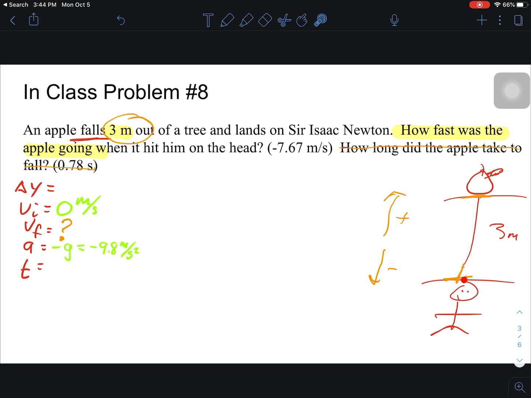Well, the apple falls downwards, it's going downwards, it's going to be a negative. So this is a negative 3 meters is my displacement. That's important that we get the negative because that tells me the direction is going to be downwards.